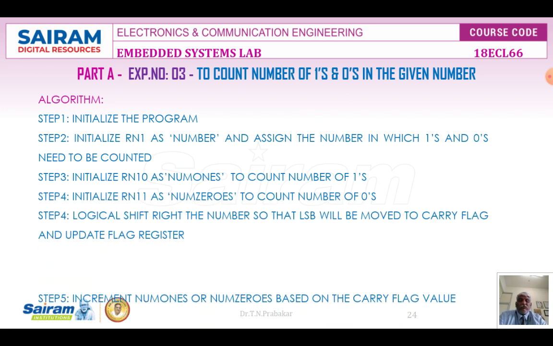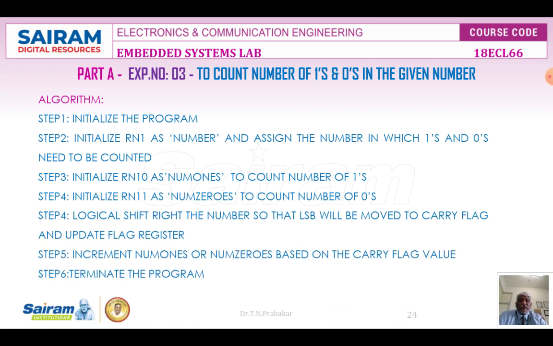Again, the algorithm: we are going to initialize R1, the general purpose register, to the number in which ones and zeros are to be counted. So I have to count the number of ones and zeros in this particular number which is initialized in R1. Also, I have to initialize 2 more variables, num1s and num0s, which are going to hold the number of ones and the number of zeros available in the particular data.